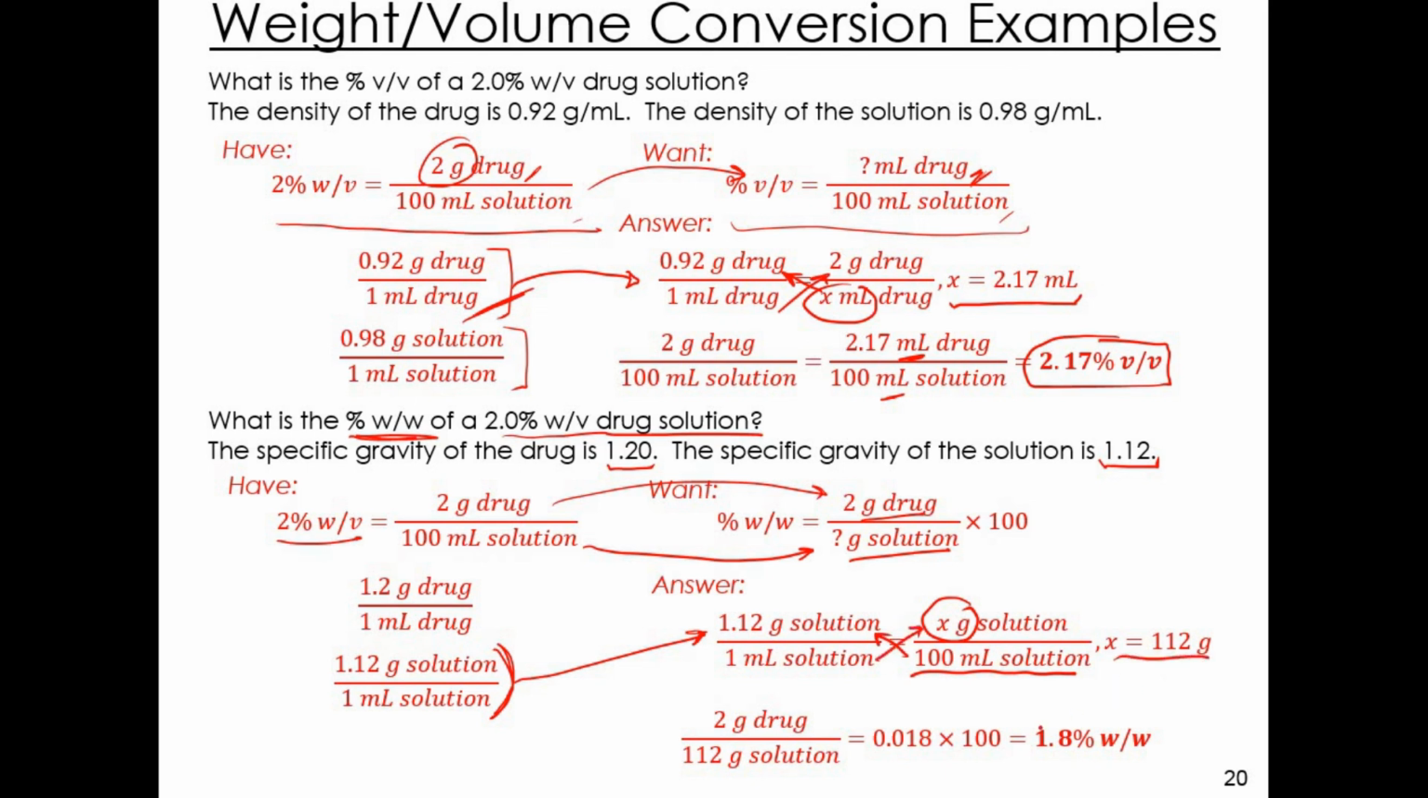Answer is 112 grams. So we can go ahead and change this concentration expression to there are 2 grams of drug per 112 grams of solution. That's 0.018. Multiply by 100 and we get the percentage 1.8%.